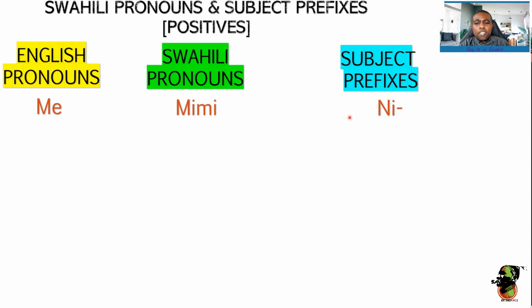Your turn. Ni. Asante. Then we have you as the pronoun. You. Can you point at someone and say, wewe? Asante sana. Wewe means you in Kiswahili. And in terms of constructing a sentence, when you're saying you are, you're going to say u. For example, you'll be hearing words like unapenda, you like.